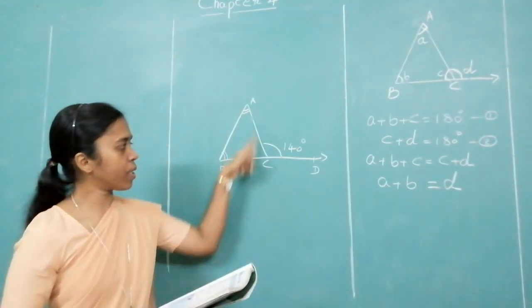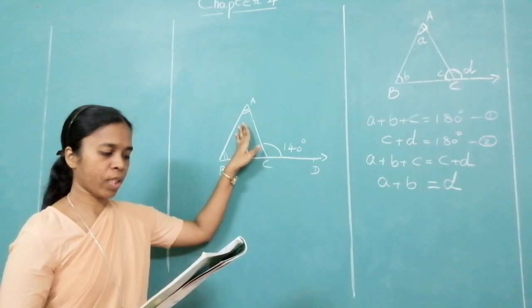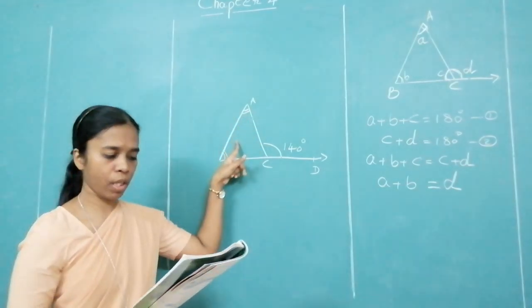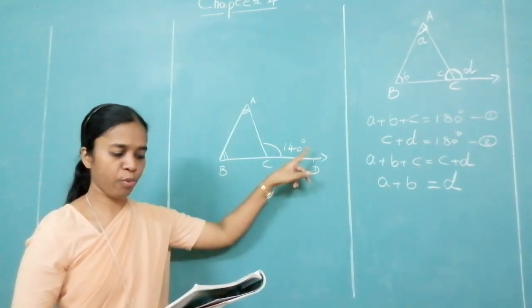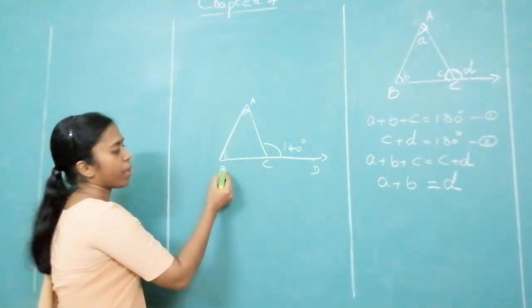Angle ACD is an exterior angle of this triangle. The measures of A and B are equal. If the measure of angle ACD is 140 degrees, find the measures of angle A and B. What is told to you? A and B are equal.